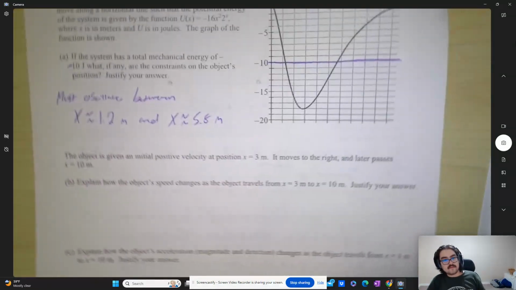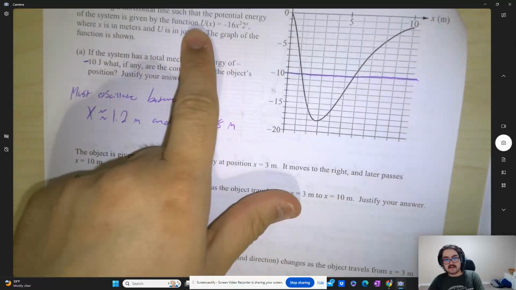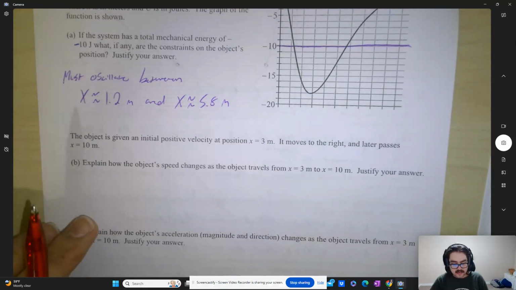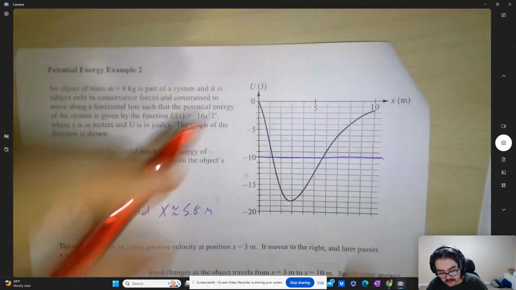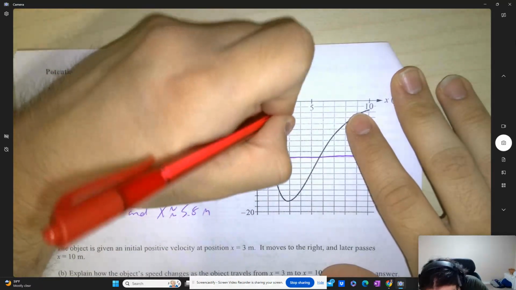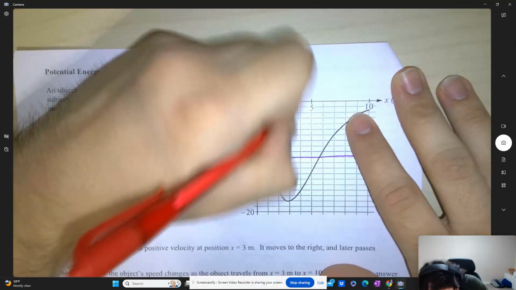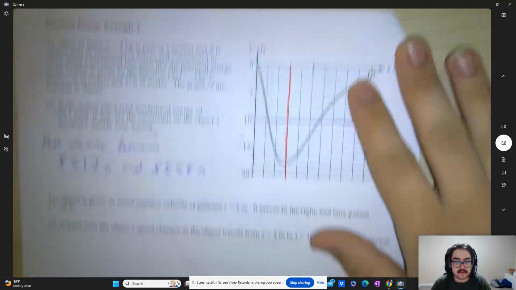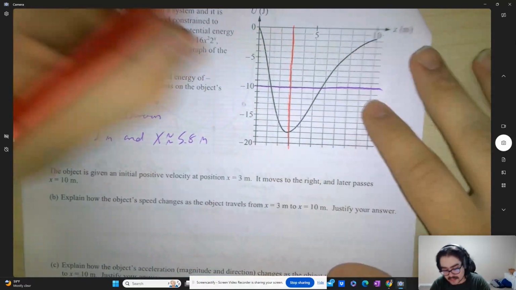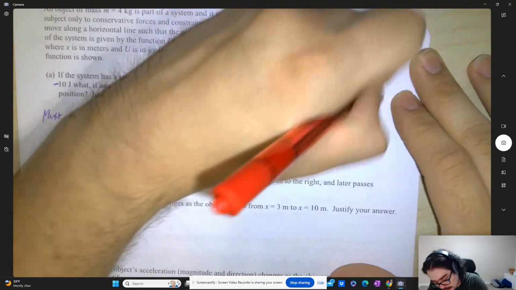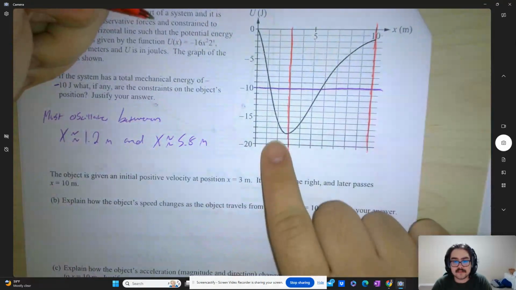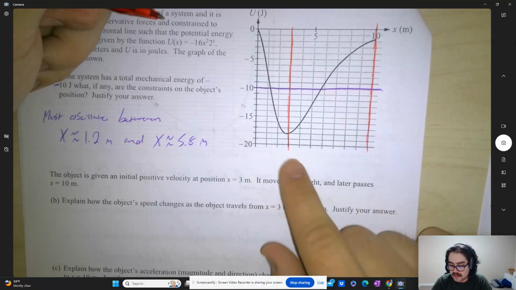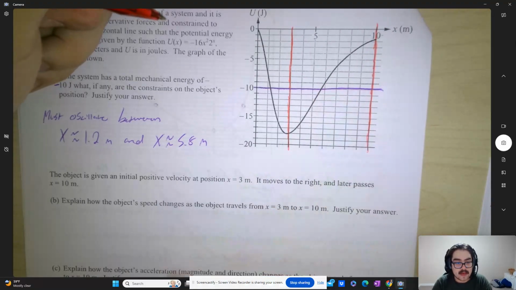You could figure out the exact numbers if you plugged into the equation, but that's too much work. What about the entire interval? As it goes from 3 to 10, where's 3? 1, 2, 3. So here's my interval, here's my 3. I'm going to mark it in red here. As I go from 3 to 10, how does the speed change? Do you notice that the slope is positive the entire time?